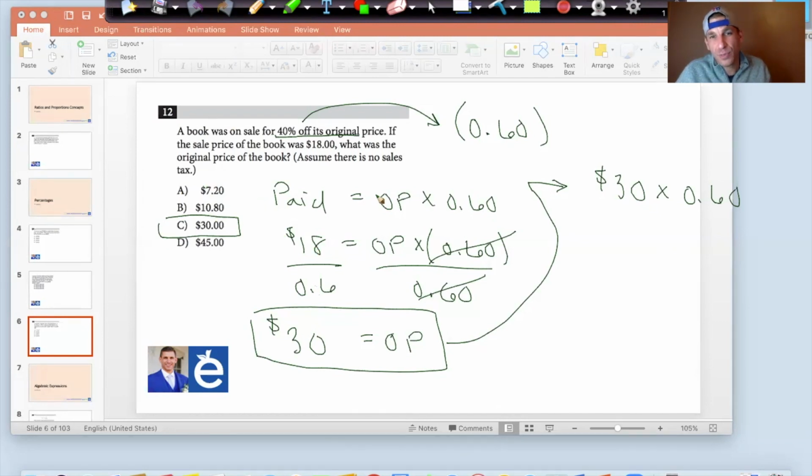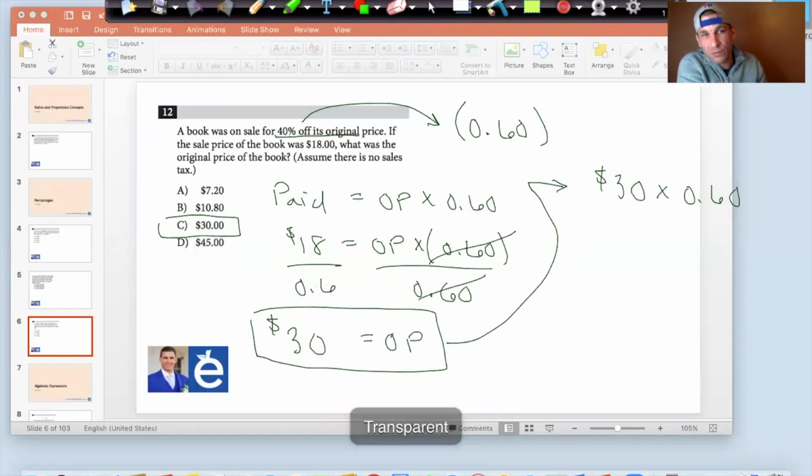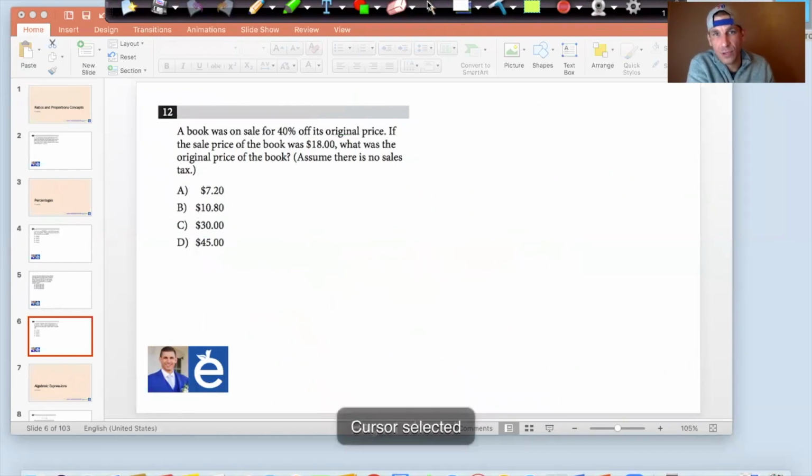But the most important thing for you to understand, going back to this equation here, is whenever you see a percentage increase on the SAT, usually referring to tax or interest or populations, then just make sure you're putting it after the decimal. Whenever you have a percentage decrease on the SAT, usually it comes with a sale or a discount, then just make sure you're multiplying by the percentage remaining. You generally get one or two of these questions on every test. They're pretty straightforward when you know how to tackle them. So I just want to make sure that you guys can fill in the gaps, okay?